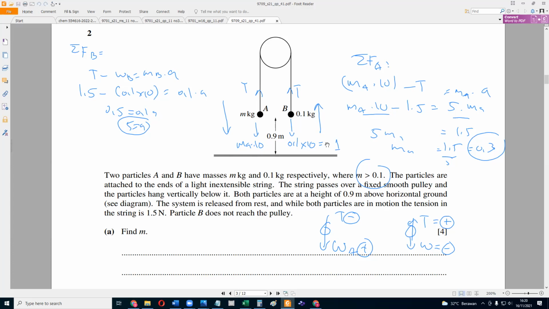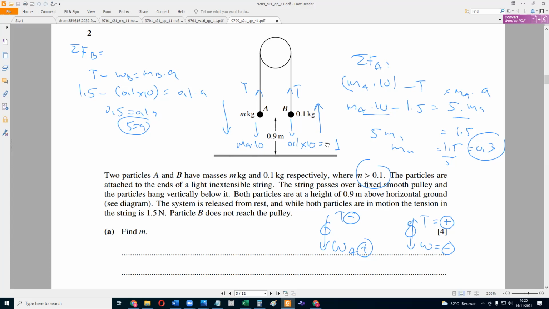For A, forward is weight, backward is T. For B, it's the other way around. T is forward, while weight is backward. Okay, then I got it. Thank you. Okay, welcome. This is a classical question here, and a lot of variations will be given here.